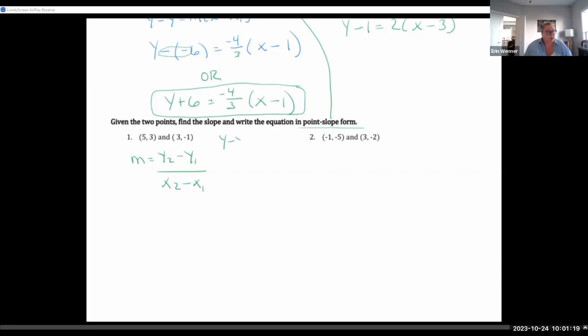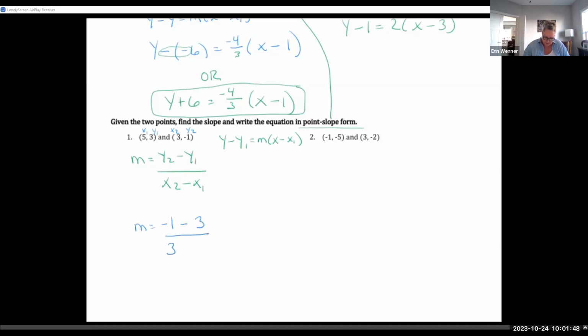So we're just going to start by finding our slope, right? As I've said before, I'm lazy. I just will number or identify my ordered pairs as I move from left to right. So I'm going to say x1, y1, x2, y2. So plugging them in, I'm going to have -1 minus 3 over 3 minus 5.